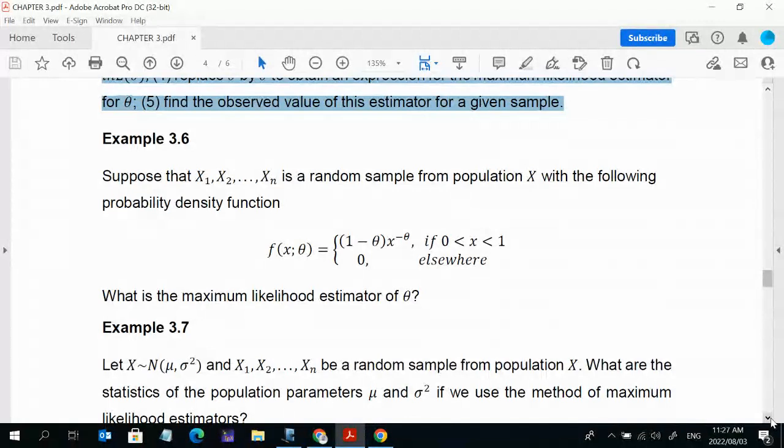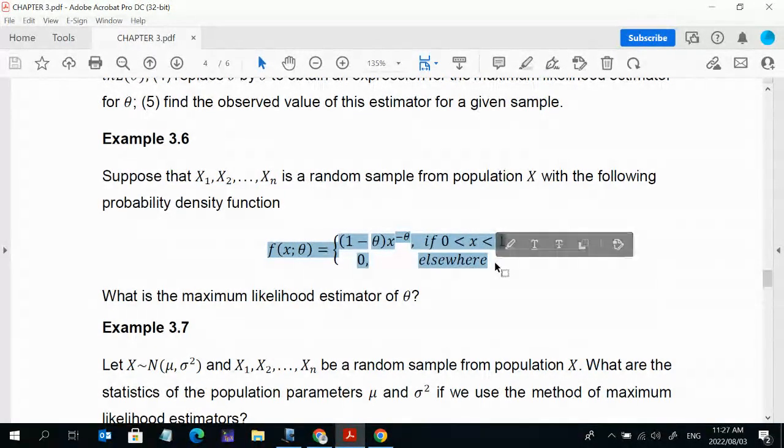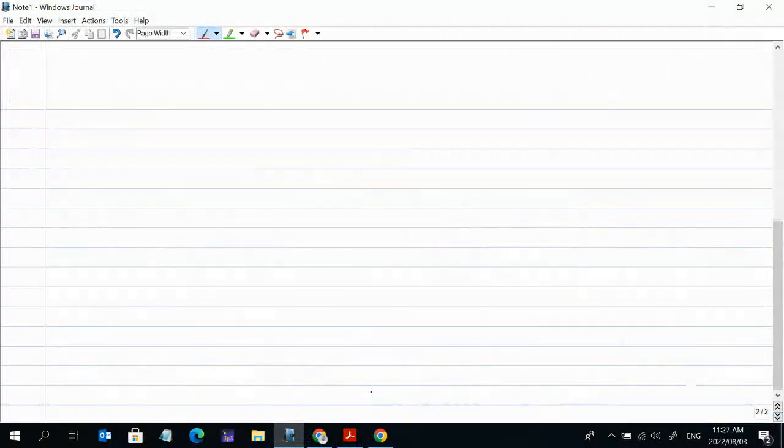We have a random sample, which is nothing but a set of independent and identically distributed random variables. These variables are identically distributed with this probability density function. The question is, what is the maximum likelihood estimator of theta?